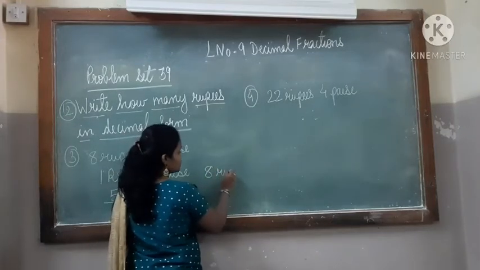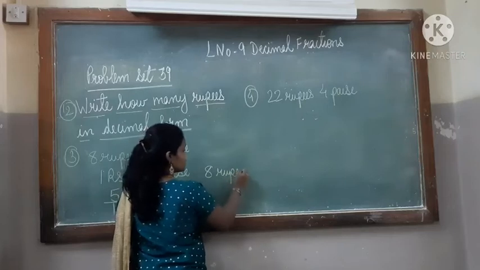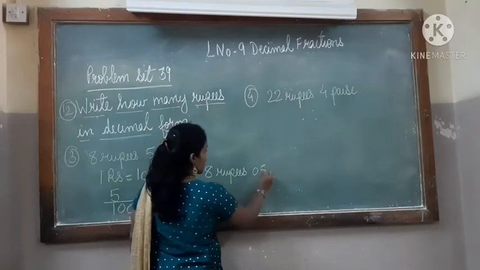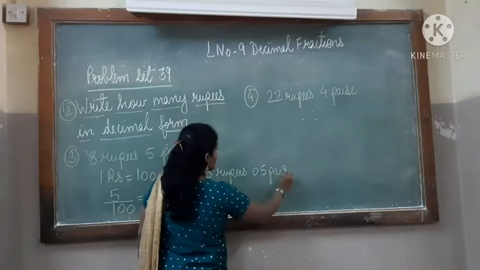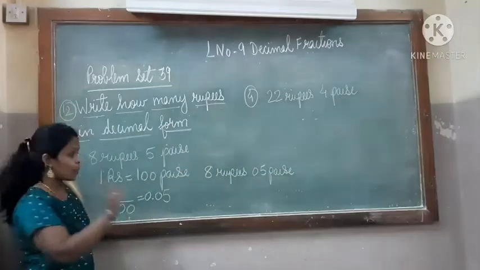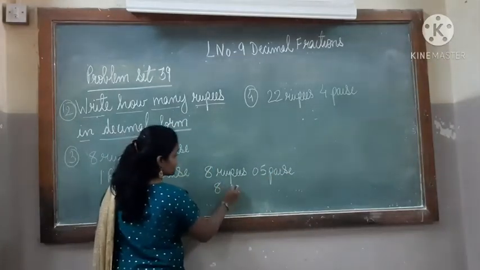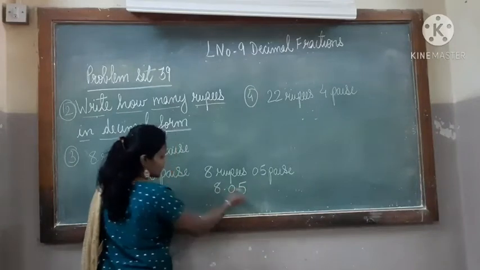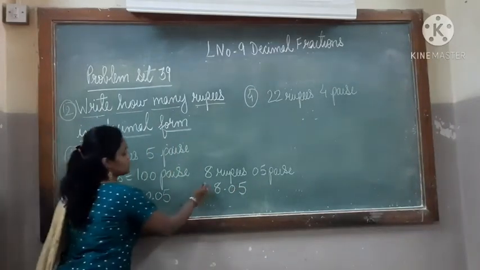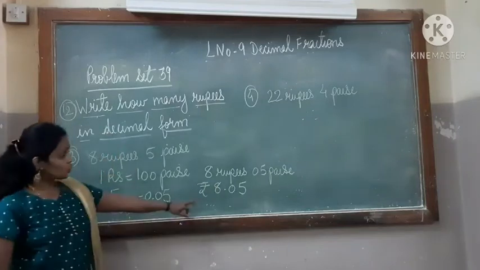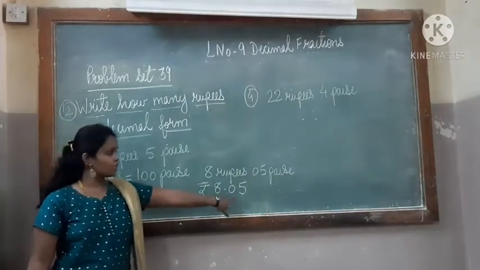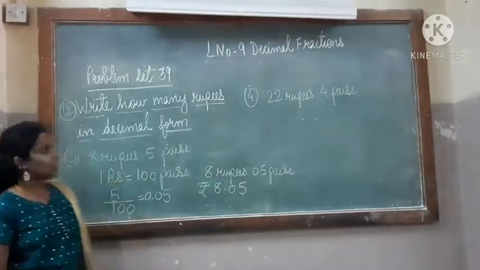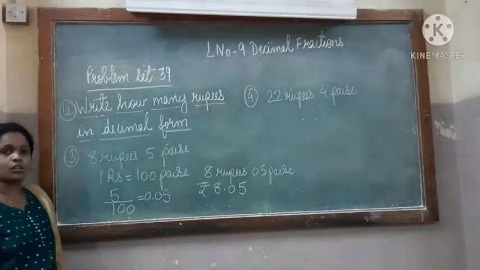8 rupees 05 paise. But here you have to put the decimal point. So how will you write? 8.05 means rupees 8.05. Now we are going to solve the fourth one.